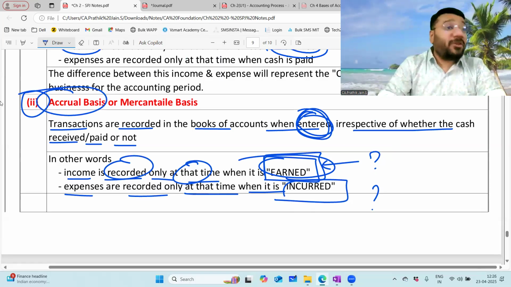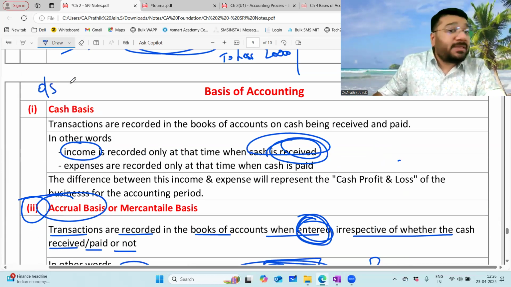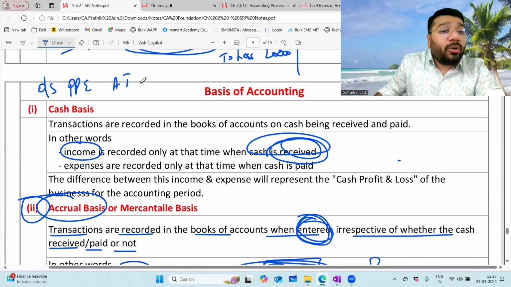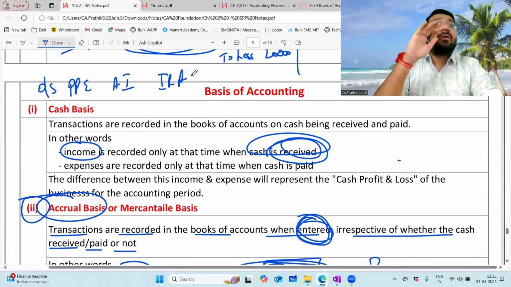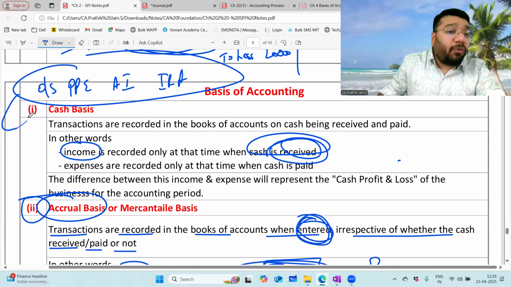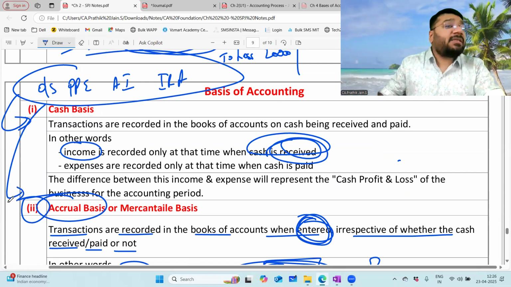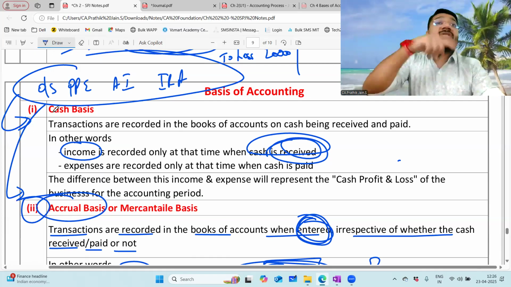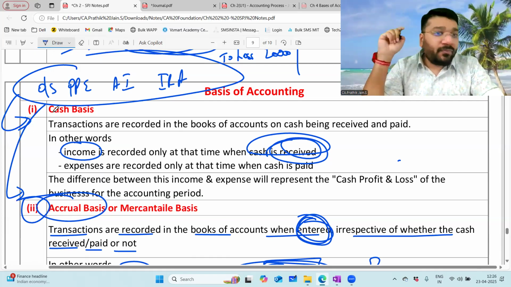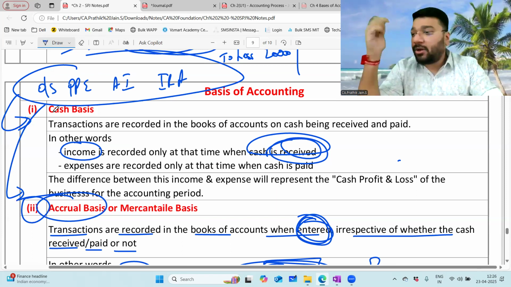These 4 concepts are based on accrual basis only. If you are following cash basis of accounting, you need not be bothered about outstanding expenses, prepaid expenses, accrued income, and income received in advance. These 4 will not be taken into consideration under cash basis. But if you are following accrual basis of accounting, then yes, these 4 need to be considered. They are derived only from the accrual basis of accounting. If you're clear with these 2 concepts, I can go ahead with those 4 sub-concepts. Please tell me clear or not clear.